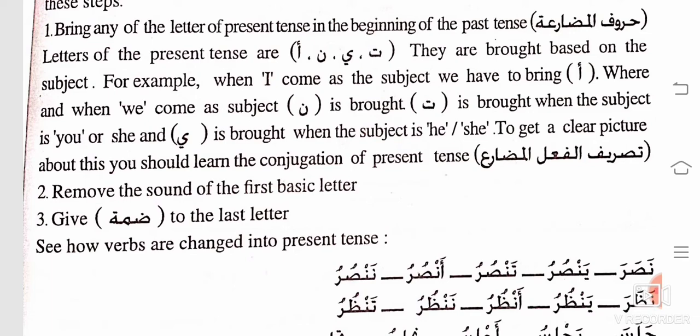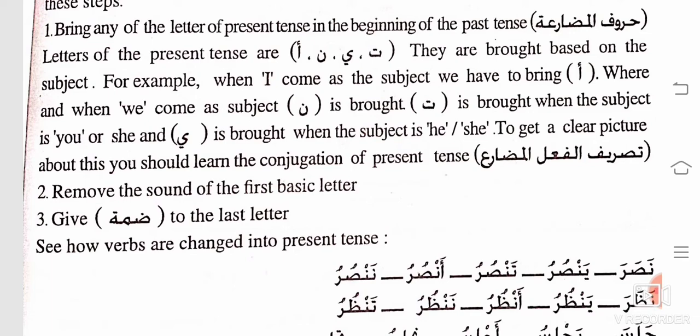When we come as the subject, just like we do it or we like it, noon is brought. In the time of we, noon is brought. Then ta is brought when the subject is you or she. And ya is brought when the subject is he or she. We need to understand here that in the time of she, two letters come, that is ta and ya. But in the time of you, only ta comes, and in the time of he, only ya comes.